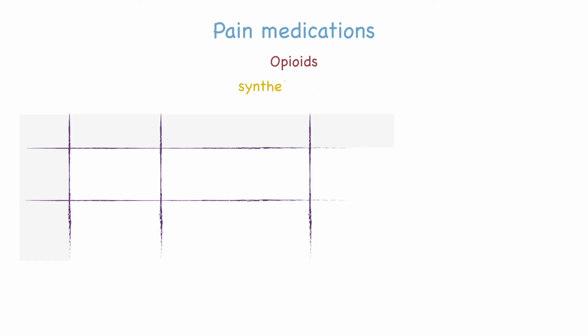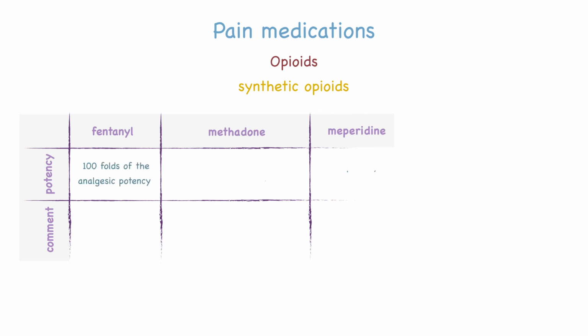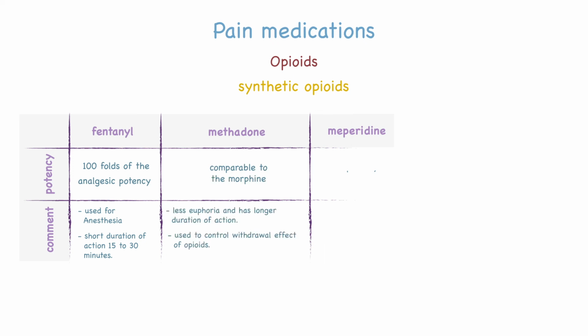Then we have synthetic opioids like fentanyl, methadone, and meperidine. Fentanyl has 100 times the analgesic potency of morphine, so it's used for anesthesia and has rapid onset and short duration of action of 15 to 30 minutes. Methadone potency is comparable to morphine but with less euphoria and has longer duration of action, so it's used to control withdrawal effects of opioids. It is an NMDA receptor antagonist, so it can reduce neuropathic pain.